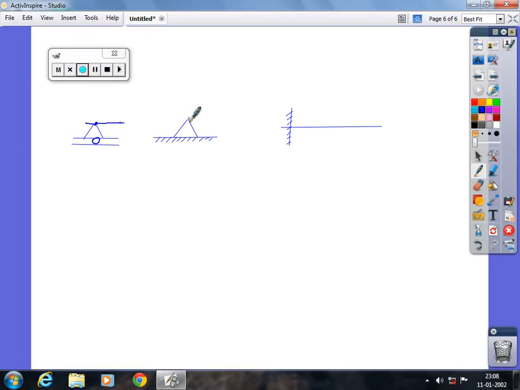Okay, so now listen here. A roller support is going to be represented by means of a triangle and a circle like this, right? Application of this one I'll tell you later. For the time being, you just make a copy of the diagram, right? And a hinge support is going to be represented by means of a triangle and a shading like this.